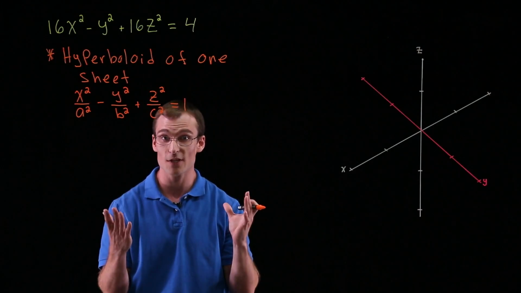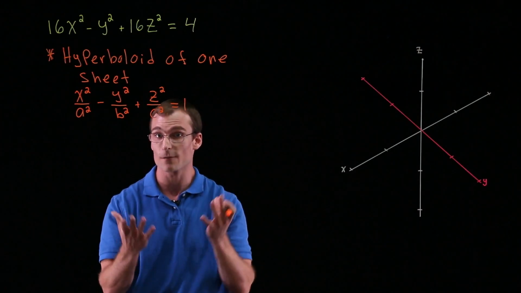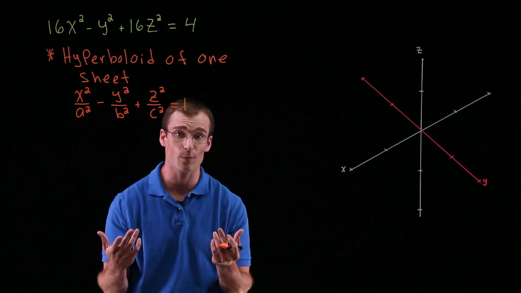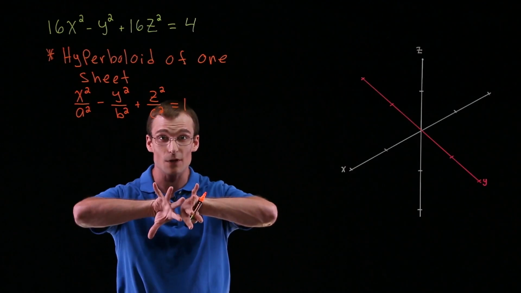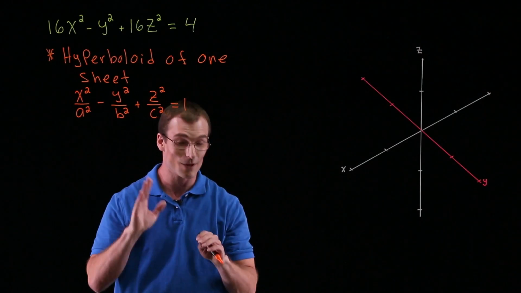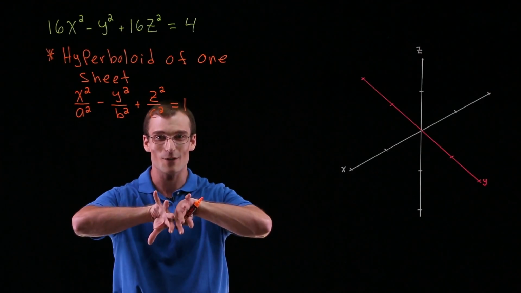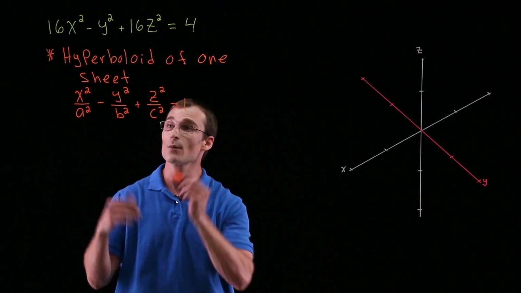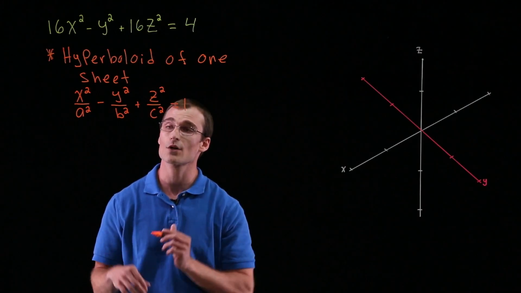If you imagine taking a sheet of paper and trying to fold it to make the form in 3 dimensions, you just need one sheet of paper to do it. Versus a hyperboloid of 2 sheets, which are funnels shooting out from each other. You need 2 sheets of paper to do that. So here we have this. We've classified it. Now we want to try and sketch it.